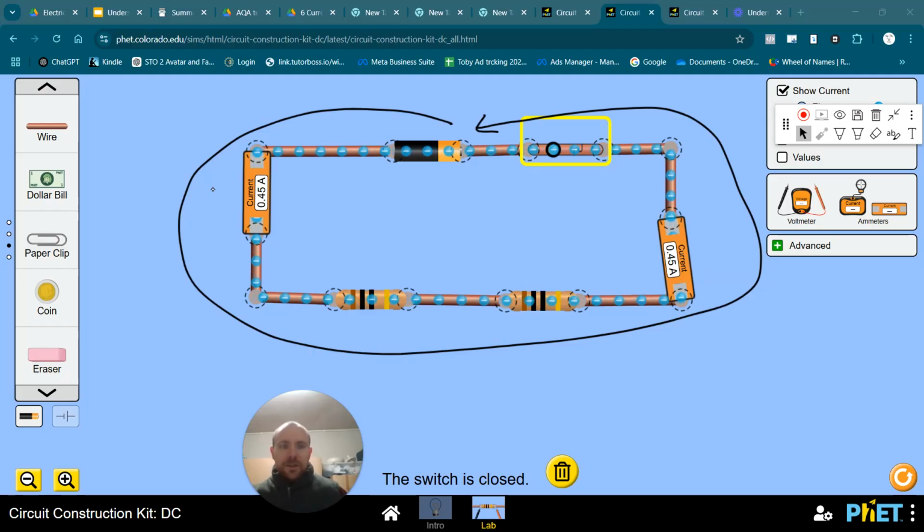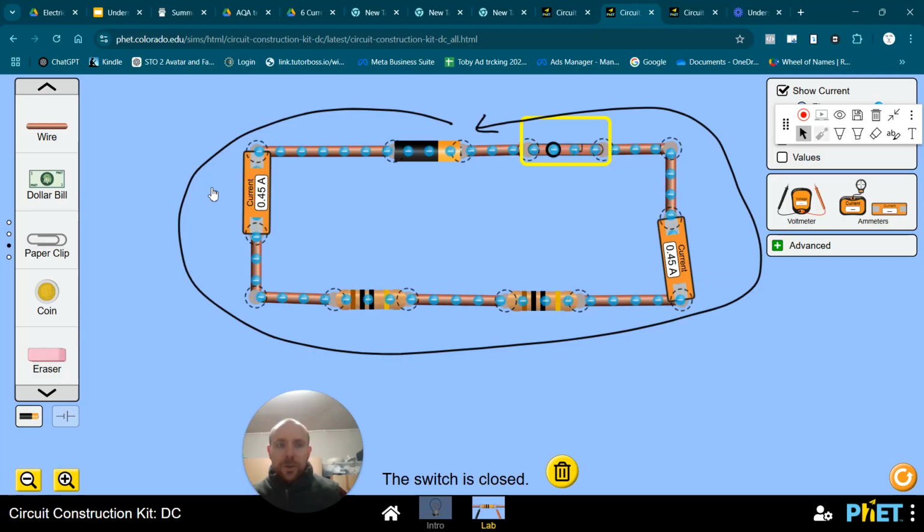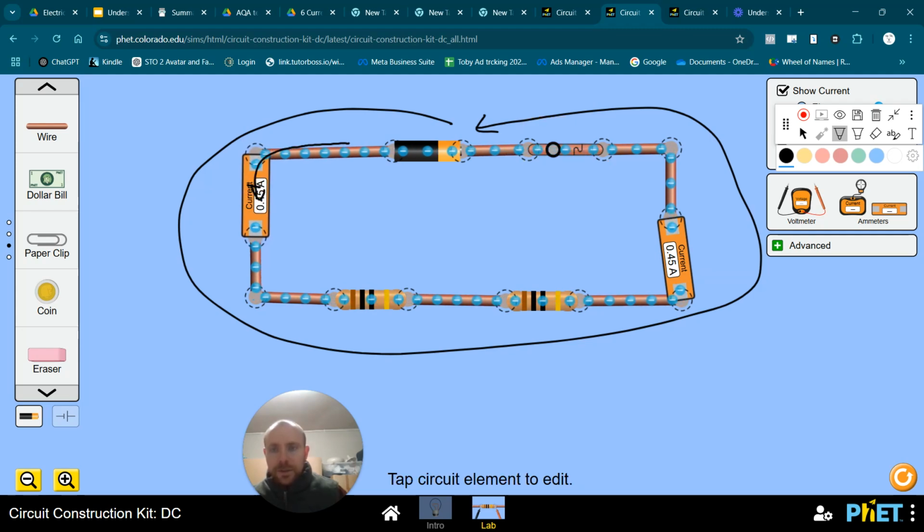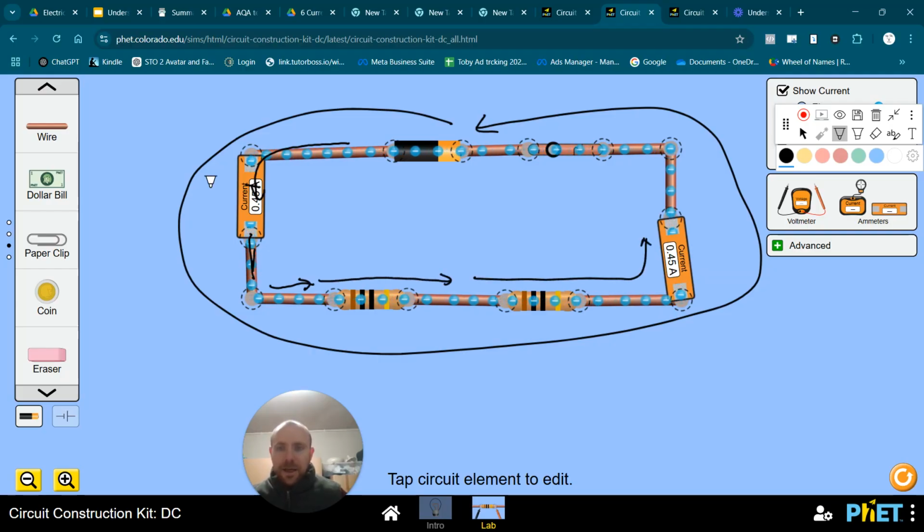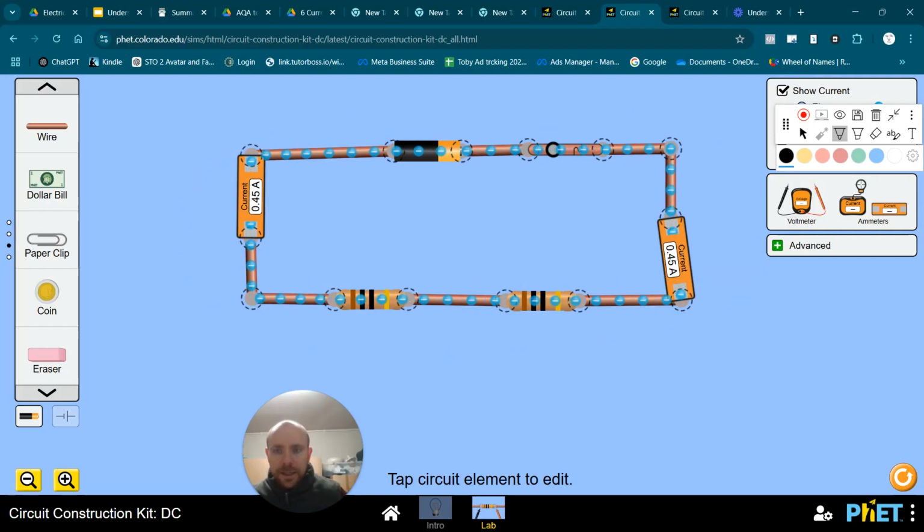Don't forget that when we're measuring current, we use ammeters, and these ammeters need to go in series. So they need to be part of that flow. These coulombs or electrons are flowing through this ammeter, and then through this resistor, through this resistor, through this ammeter. But notice here that what's really important is that the current there, 0.45 amps, is exactly the same as the current there.